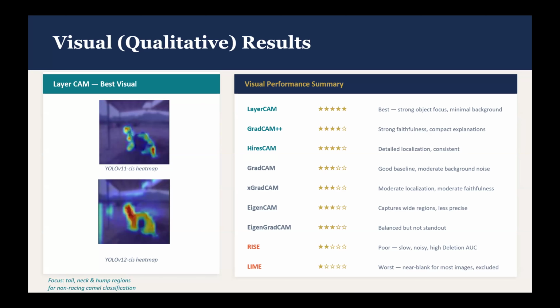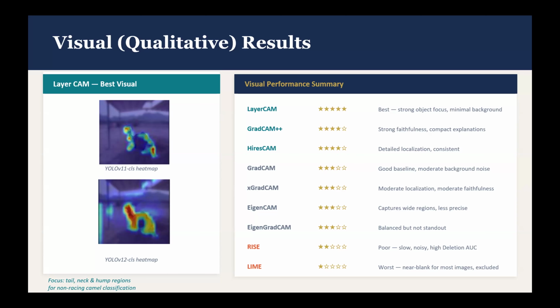HiResCam has detailed localization and it's consistent overall, but it comes third place as both of the two methods above perform better than it. GradCam++ performs about the same, but it's been ranked fourth place due to moderate background interference. XGradCam performs equally the same. EigenCam and EigenGradCam both have the same issue with interference from the background. Good localization, but a lot of background interference.